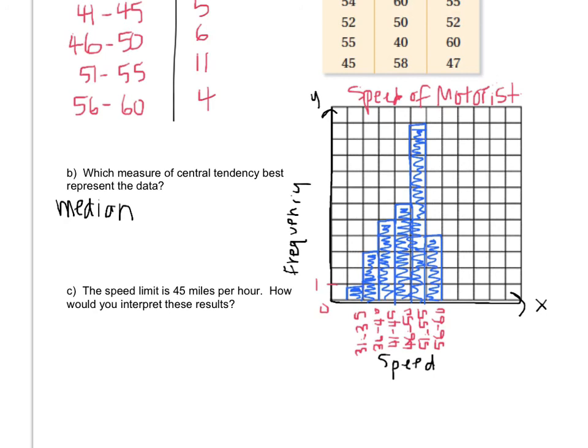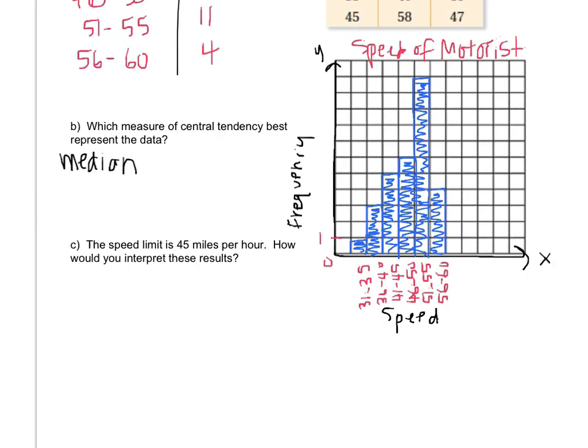So here's a little question about the histogram. If the speed limit is 45 miles per hour, how would you interpret these results? Are people speeding or are they following the law? If you look at the frequency table that we made, there's a lot more people going over 45 than 45 or below. So there's clearly a lot of people speeding.